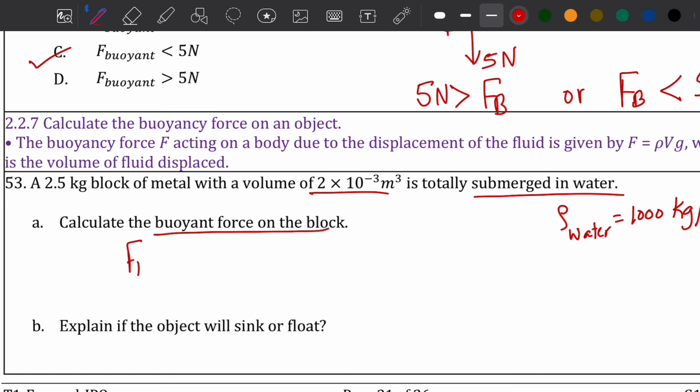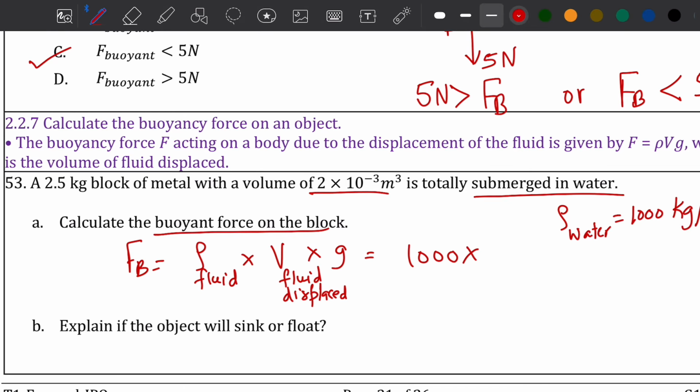So the formula for buoyant force is density of fluid multiplied by the volume of fluid displaced multiplied by g. So 1000, they said that it's totally submerged, so all of the volume we have to take, multiplied by 9.8. Okay, so this answer is going to come out as 19.6 Newton.